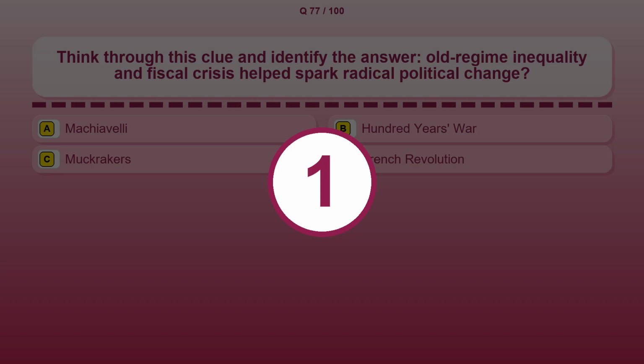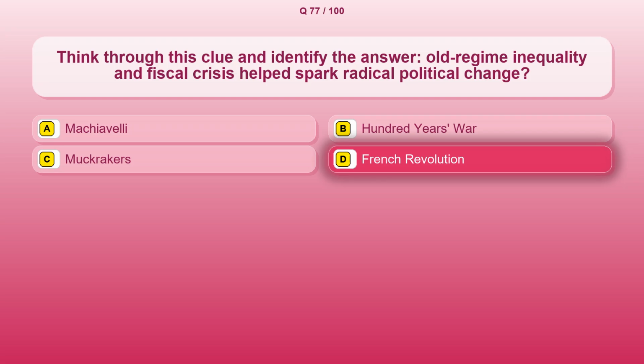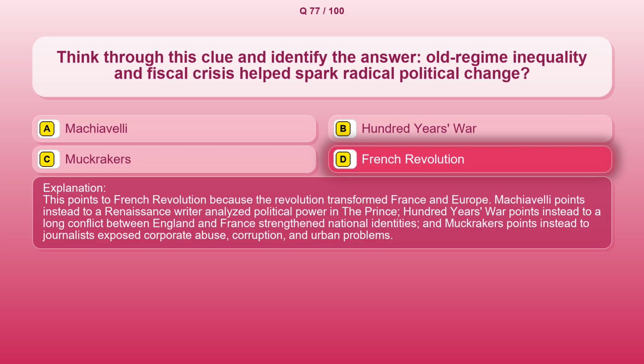The correct answer is option D. French Revolution. This points to French Revolution because the revolution transformed France and Europe. Machiavelli points instead to a Renaissance writer analyzed political power in The Prince. 100 Years' War points instead to a long conflict between England and France strengthened national identities, and Muckrakers points instead to journalists exposed corporate abuse, corruption, and urban problems.